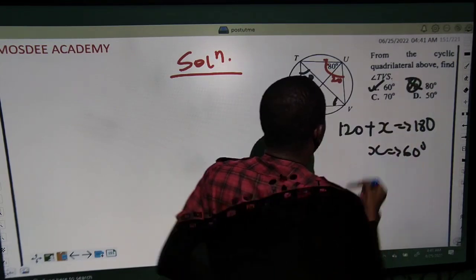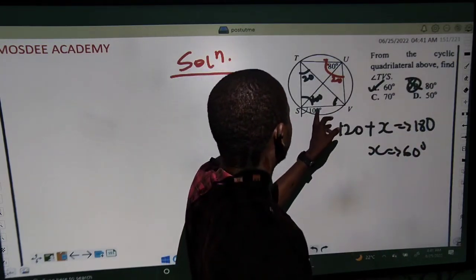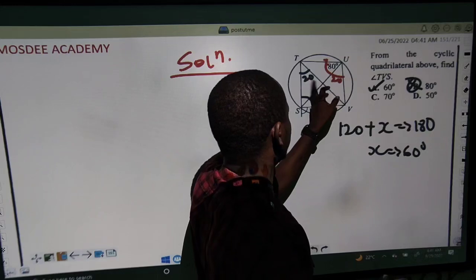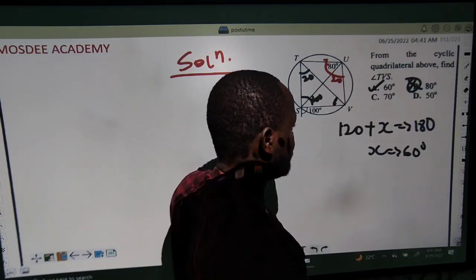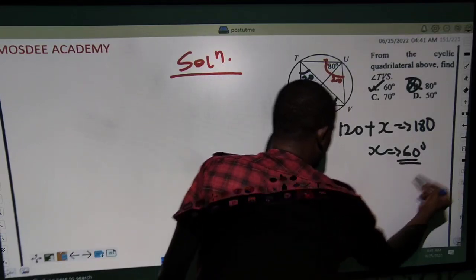What I did was angles at the same segment. 100, 120 here, 20. Angles at the same segment are equal. So 100 plus 20 is 120. So 120 plus 60 will give you 180. I have that. Next, please.